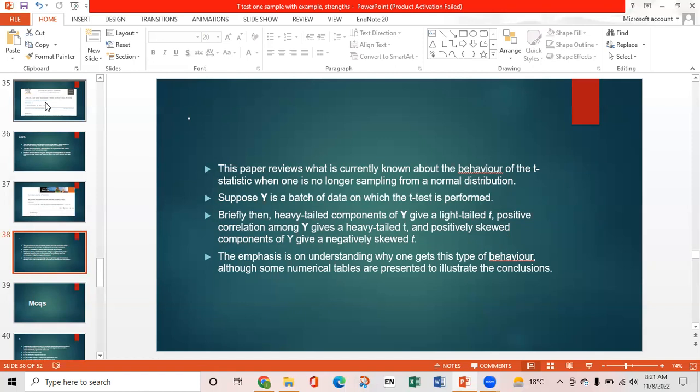Positive correlation amongst Y gives a heavy-tailed t, and positively skewed components of Y give a negatively skewed t. The emphasis is on understanding why one gets this type of behavior, although some numerical tables are presented to illustrate the conclusion.